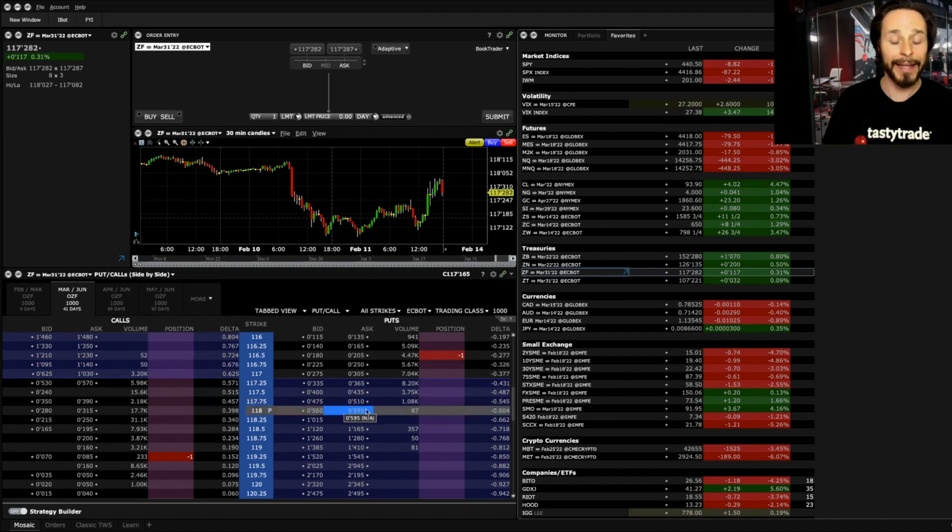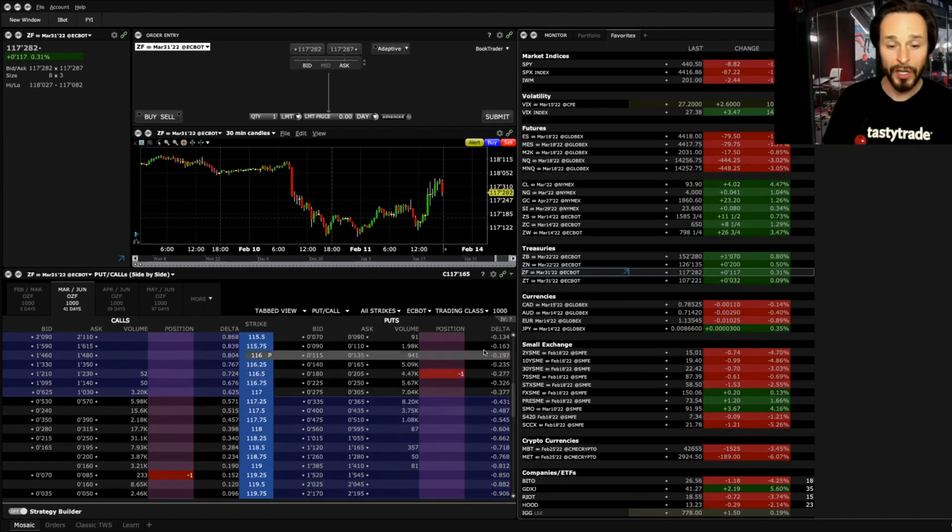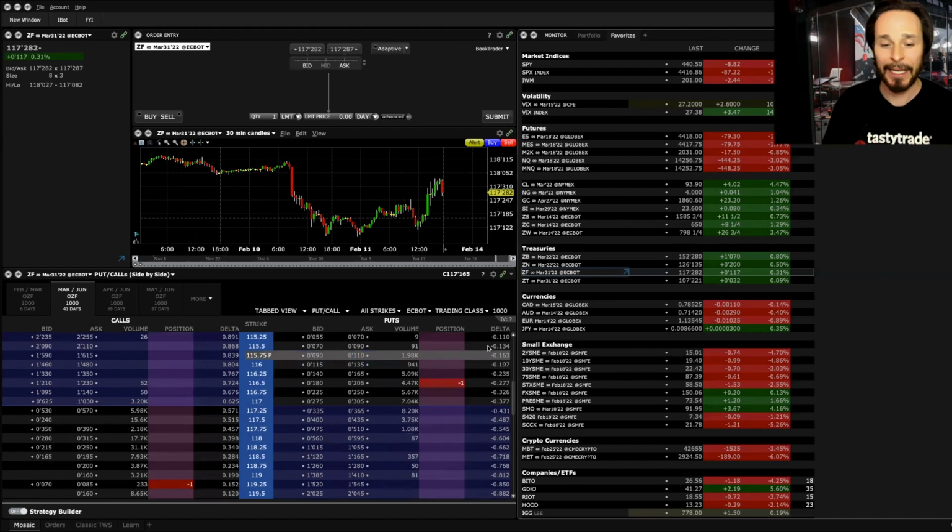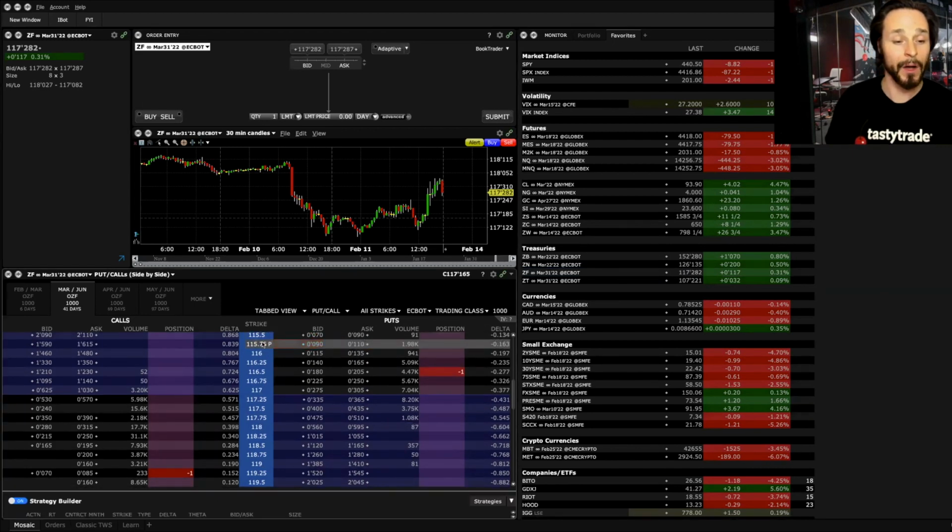I happen to already have a position on in these, but if you ignore that position, I'll pretend I'm putting on a new position from scratch. I always start by looking at the delta. For example, if I wanted to do a 1 standard deviation strangle, I would look at the 16 delta. The 16 delta right now is the 115.75 strike. If I click the bid on that, that's selling the 115.75 put. And if I look for roughly the 16 delta on the call side, that's the 119.25 strike.